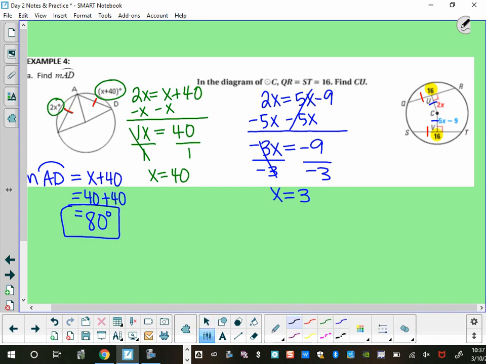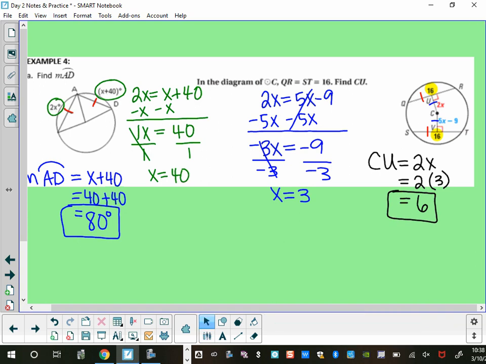They didn't ask me for x, though. They asked me to find CU. What is CU labeled? 2x. But instead of x, I'm plugging in 3. So what is the measure of CU? Do you guys understand what we just did?